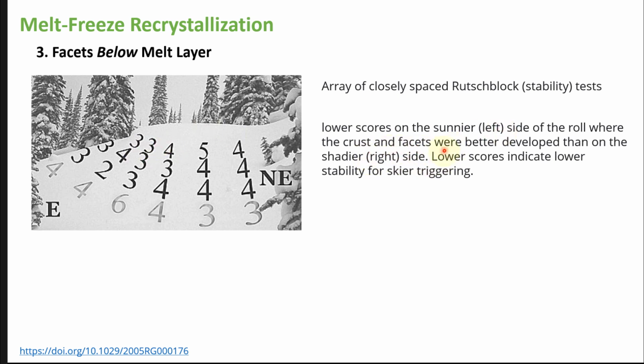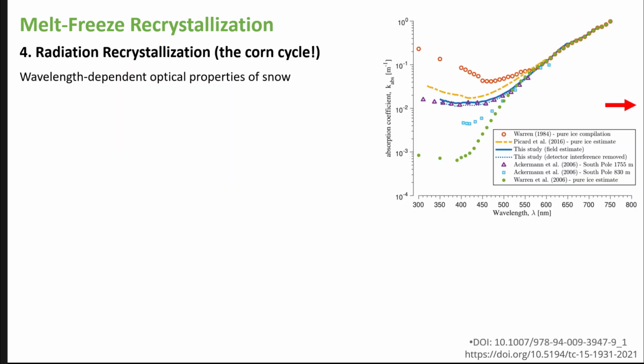And so the lower scores here, these are the actual Rutschblock scores, are on the sunnier left side of this convex roll, where the crusts and facets were able to develop on the shadier side. So you end up having differential stability over a slope that looks nominally identical, at least to a first-person observer. So it's really important to know the sort of finickiness and the nuance of faceting in adjacent melt layers.